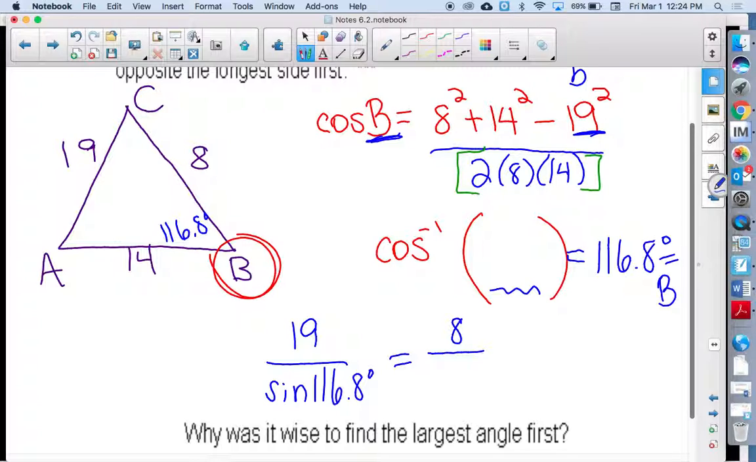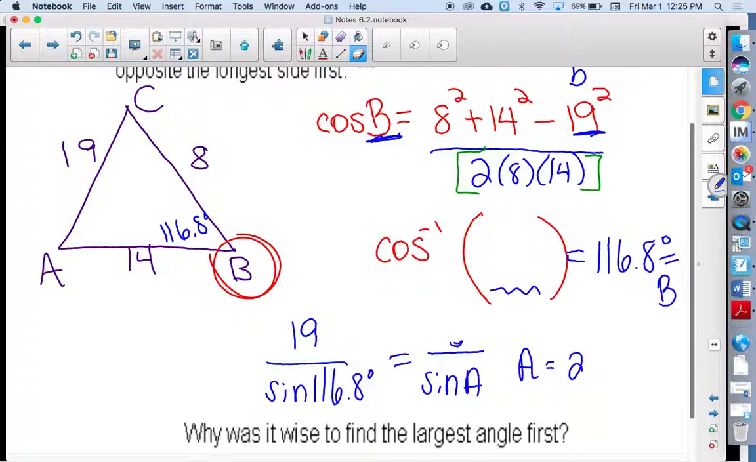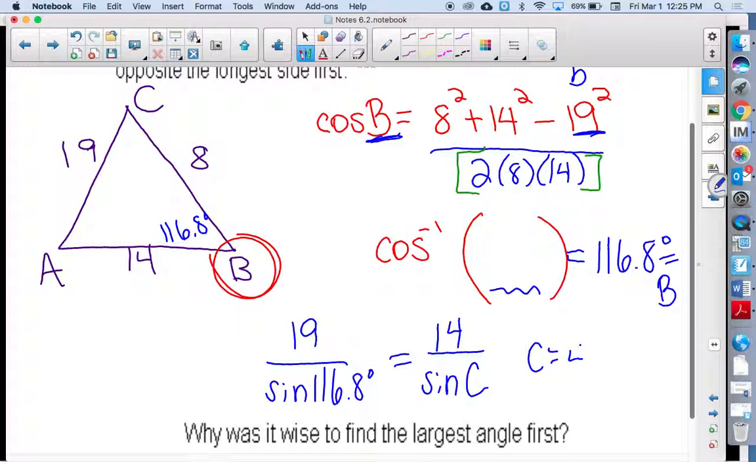Emily, which one did you find, A or C? I found A. You found A? So sine A, and Emily, what'd you get for the A? 22. Did you find C? Yes. And then I got 41. Okay, so you found C. And C you said was 41.12. Yes.